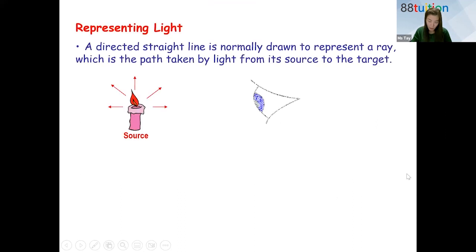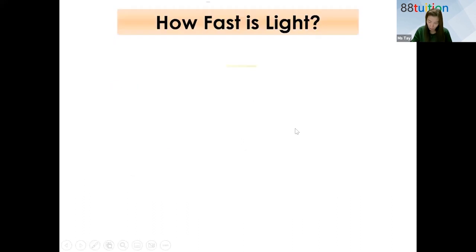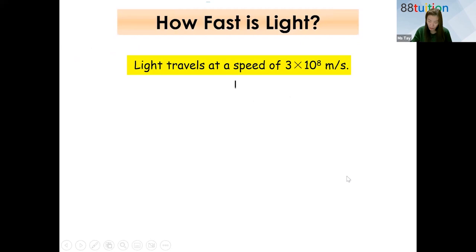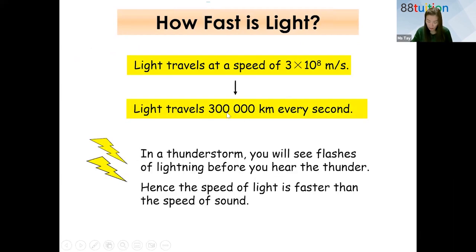So how do we represent light? The rays are usually drawn in straight lines with an arrow pointing in the direction it is moving. You have to indicate the arrow, it is important, especially when there is reflection or refraction. Speed of light, know the speed: 300,000 kilometers every second, or if it's in meters per second, then you need to know how many zeros there are.